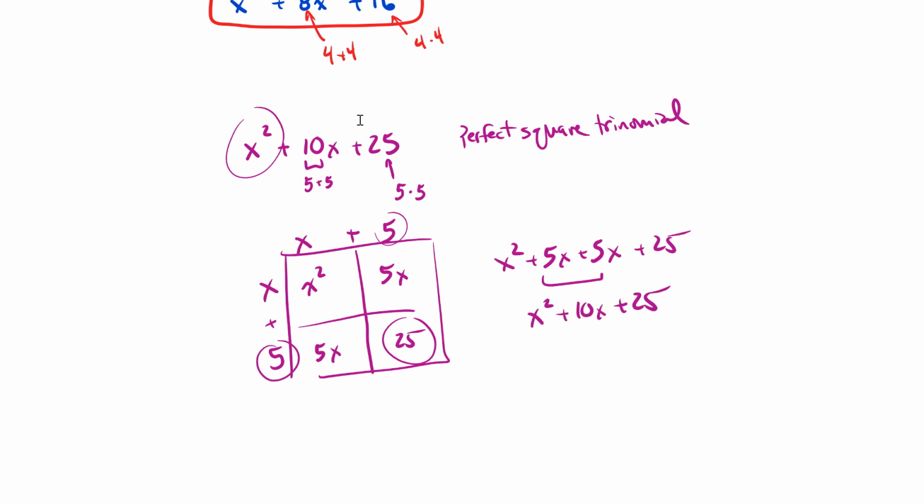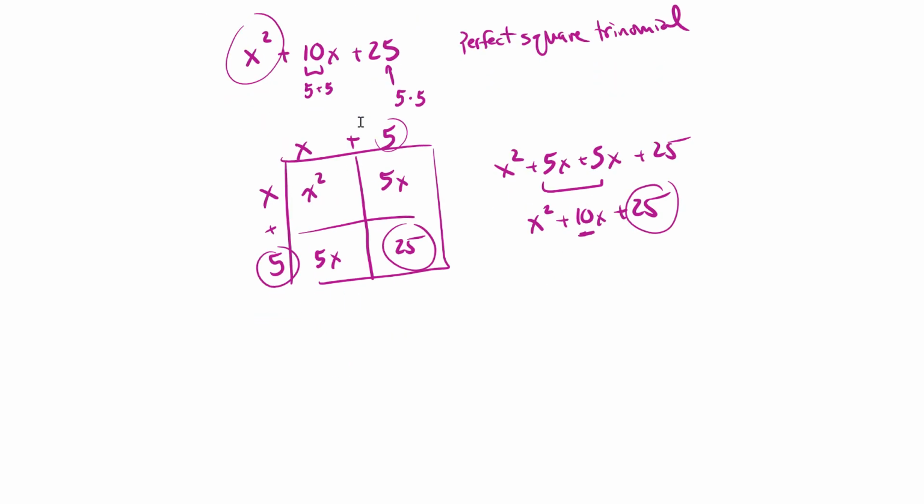So what you're looking for to identify perfect square trinomials is, first of all, you need a perfect square as the final term. And whatever the square root of that is, if you take two factors of that and add them together, if that gives you the middle term, then this is a perfect square trinomial.